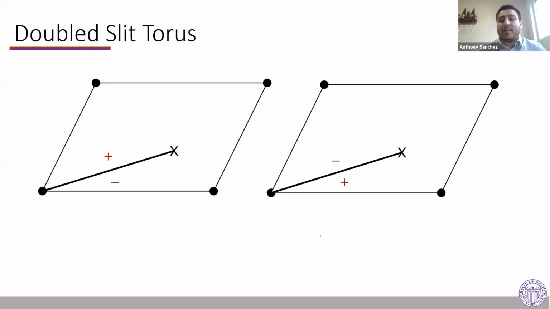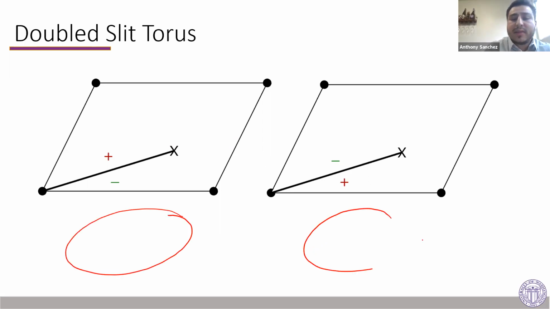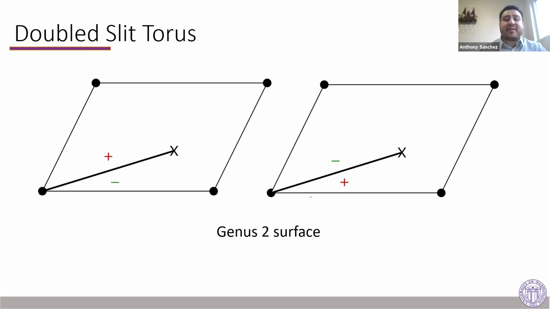Okay. And this is what I mean by a double slit torus. Why double slit torus? Because I've taken a torus, I've doubled it, and then I've glued it along a slit. Okay. So maybe it's easy to see from the flat picture that it's topologically genus 2, right? It looks something like this. So it's a nice genus 2 surface.